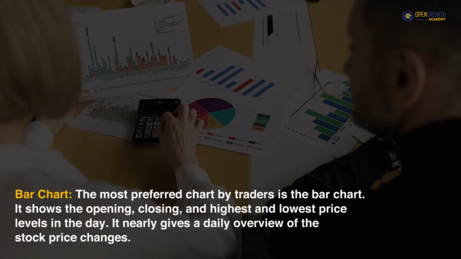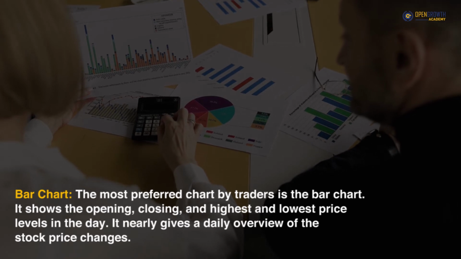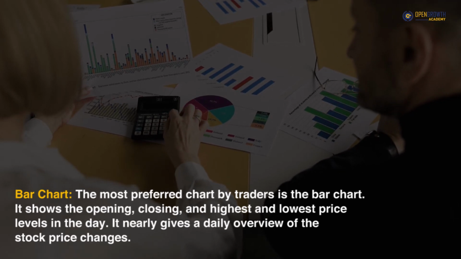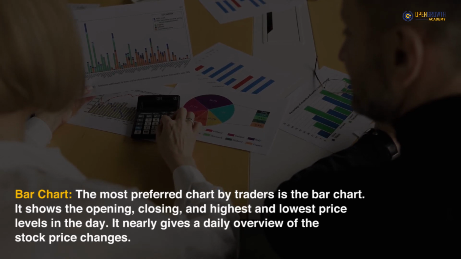Bar chart. The most preferred chart by traders is the bar chart. It shows the opening, closing, and highest and lowest price levels in the day. It nearly gives a daily overview of the stock price changes.